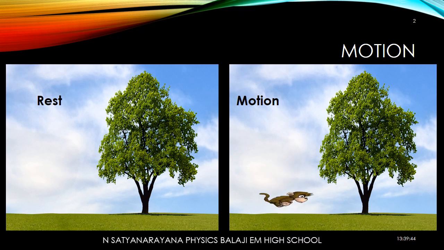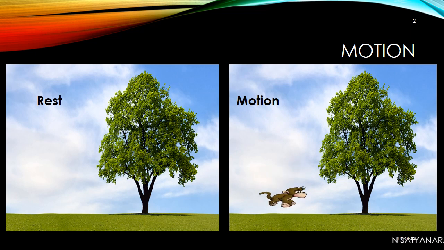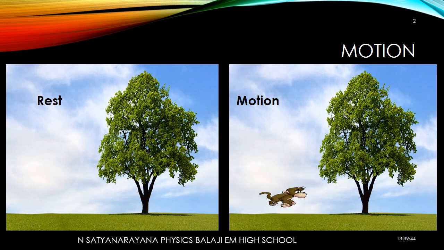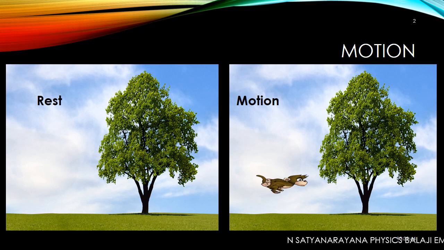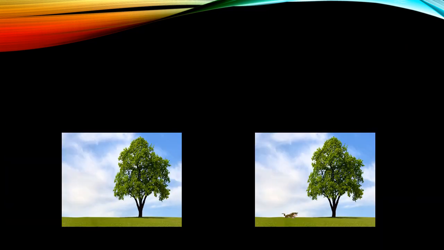If you observe the tree, it is not changing its position. So the tree is under rest. If you observe tomorrow also, the tree will be there only, and it is under rest. But if you observe the monkey, which changes its position continuously, then we say the monkey is under motion. Let us learn in depth.